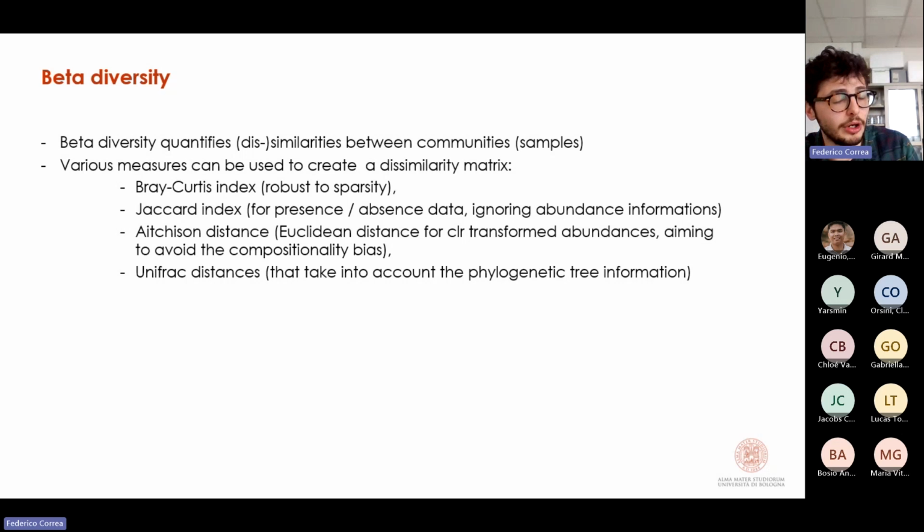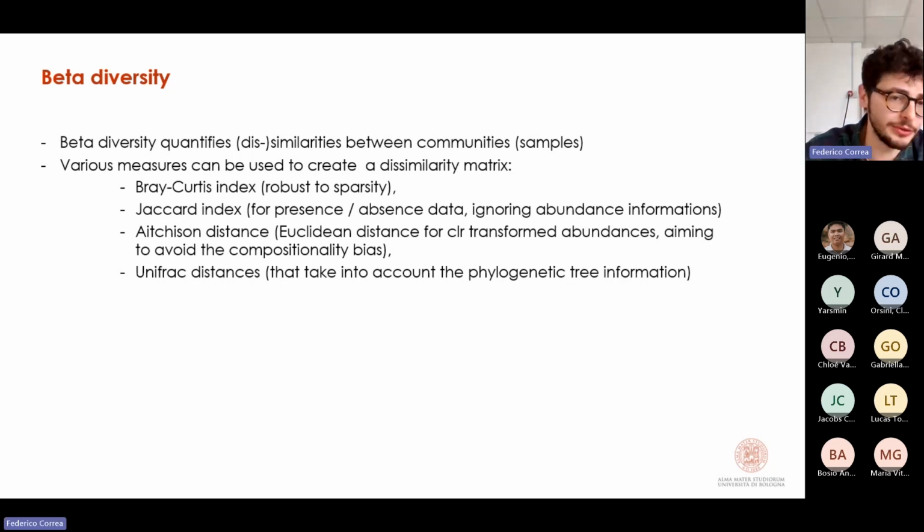Then there is the Aitchison distance. This measure is usually the Euclidean distance of the abundance data, but transformed using some compositional transformation like CLR. This will address the compositionality bias.